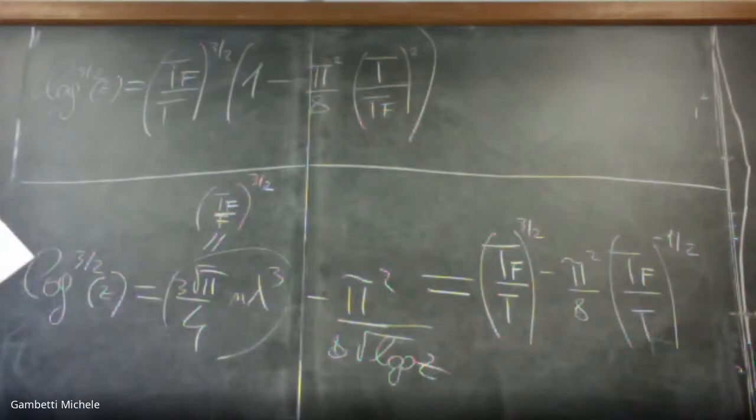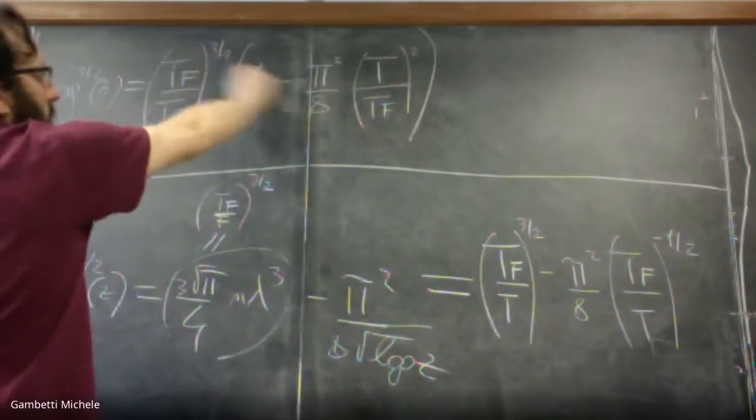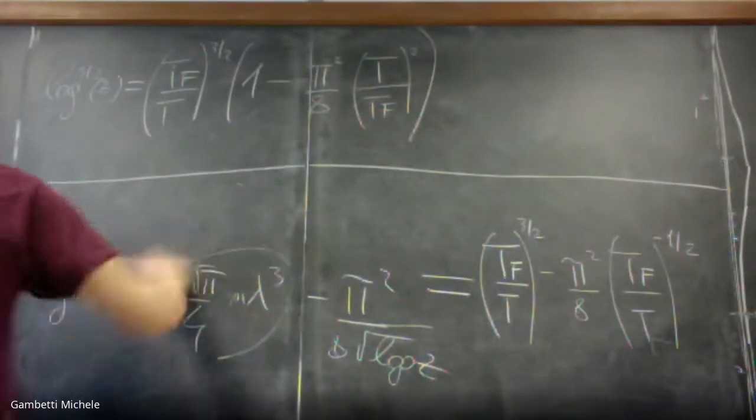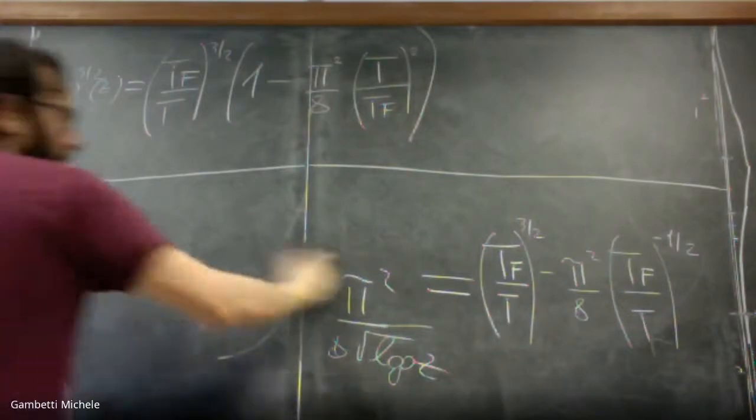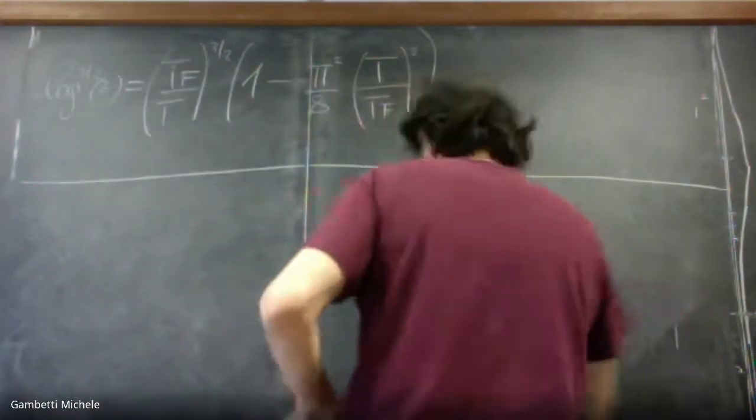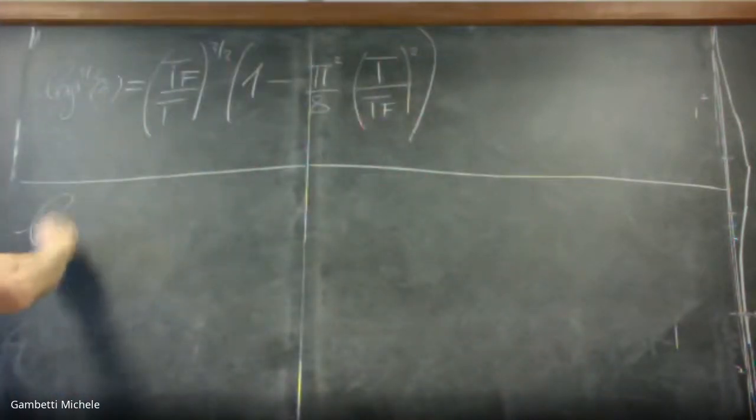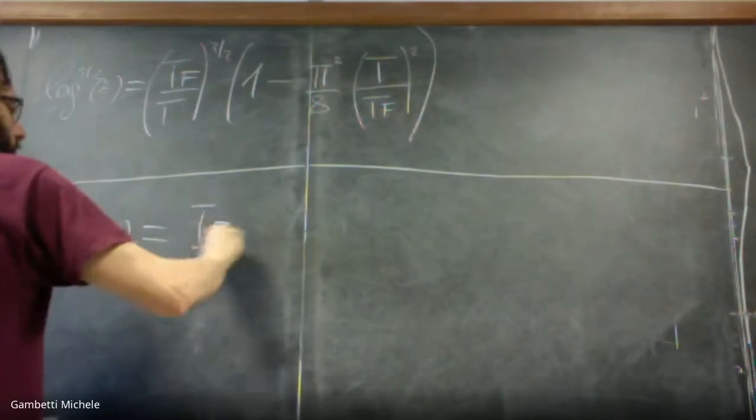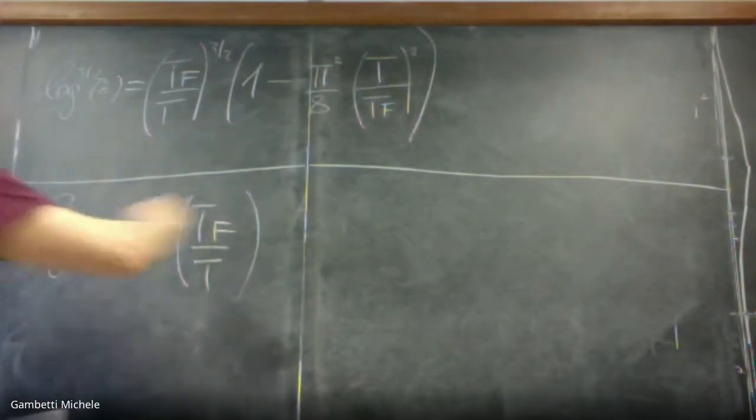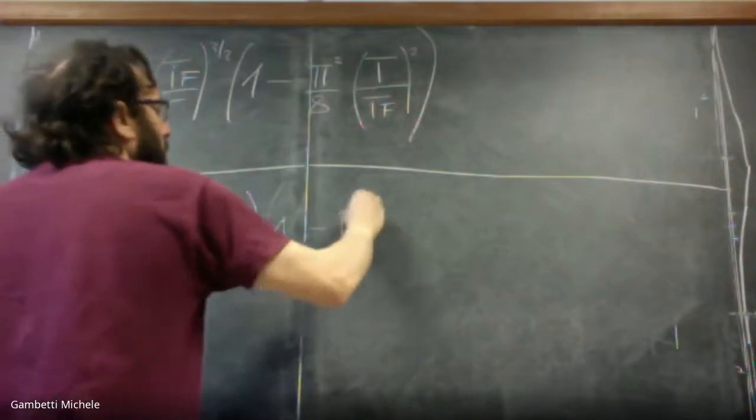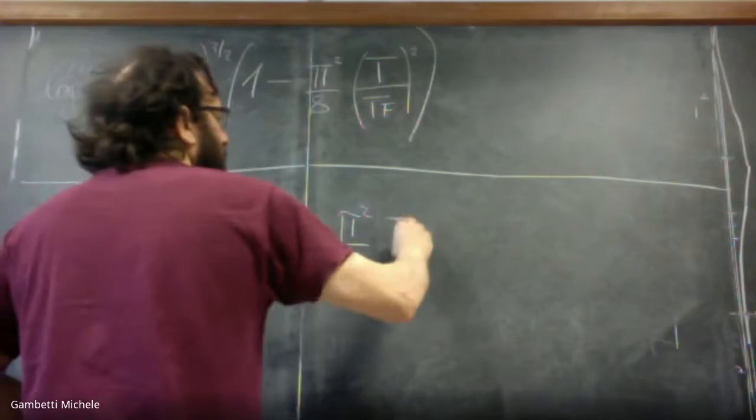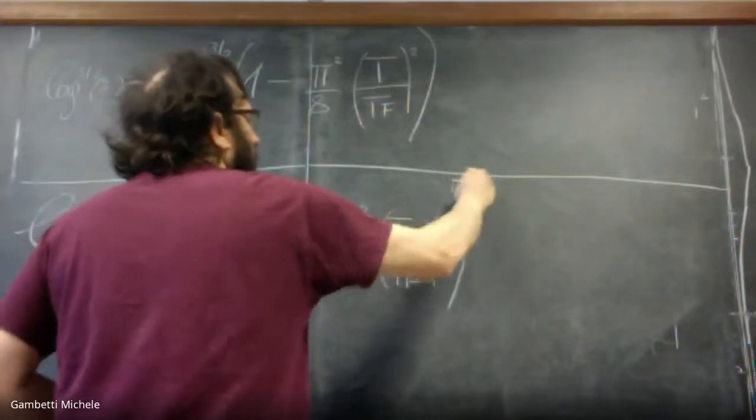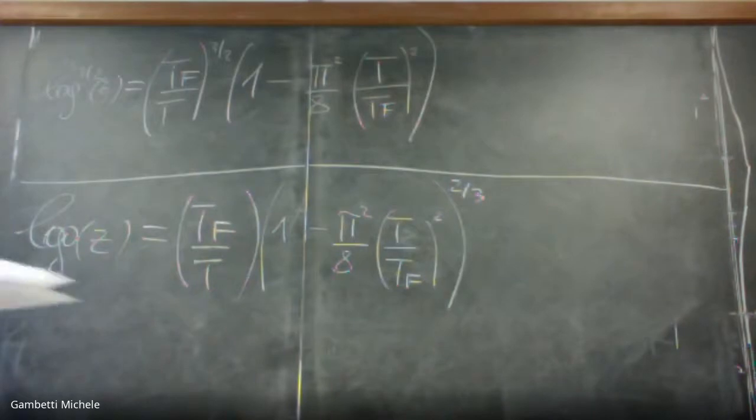Let me check if this is correct. Indeed, so this should be, yes, so it's 2 minus 3 after it goes back. Now it's time to expand this square root, to compute the log of z. I have here the same power, and here I have 1 minus pi squared divided by 8, and here I have Tf squared, and then the power of 2/3. Okay.